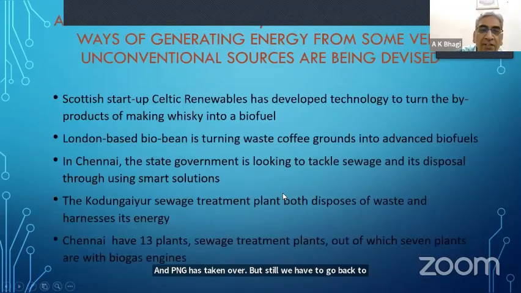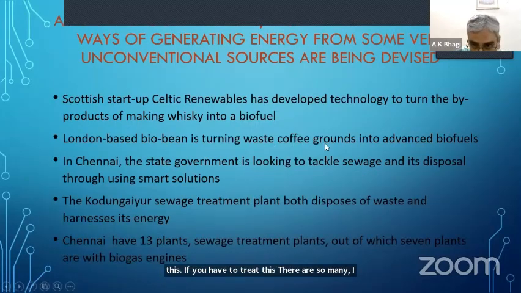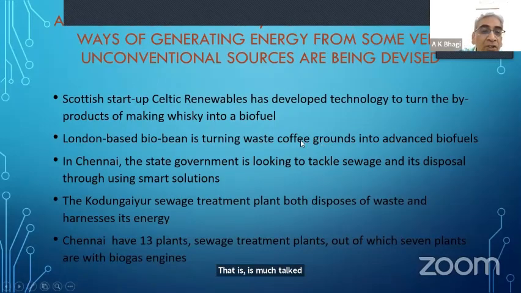If you have to treat this, there are so many examples of this. London-based Bio-bean is turning waste coffee grounds into advanced biofuels. This is one startup that is much talked about. The Scottish talk about technology where the by-products of making whiskey are being used for biofuels.